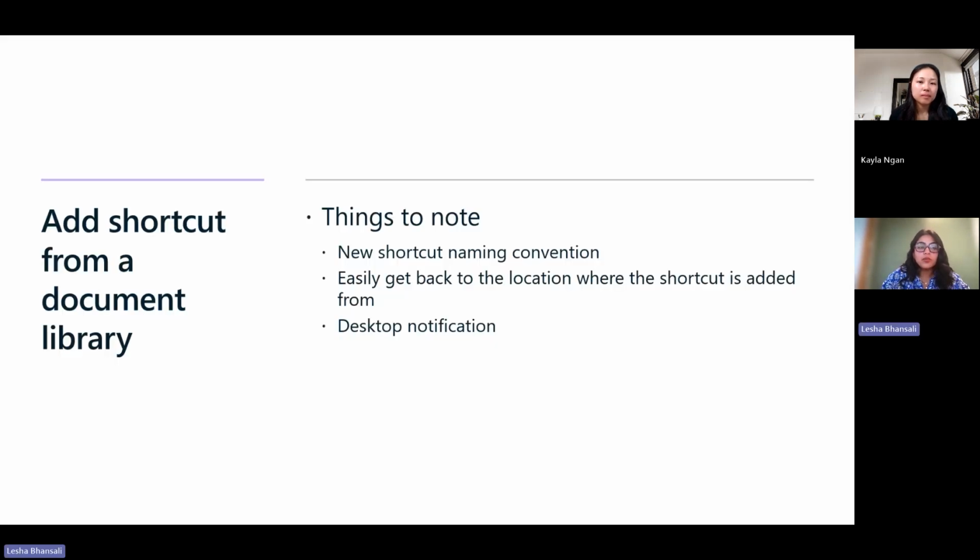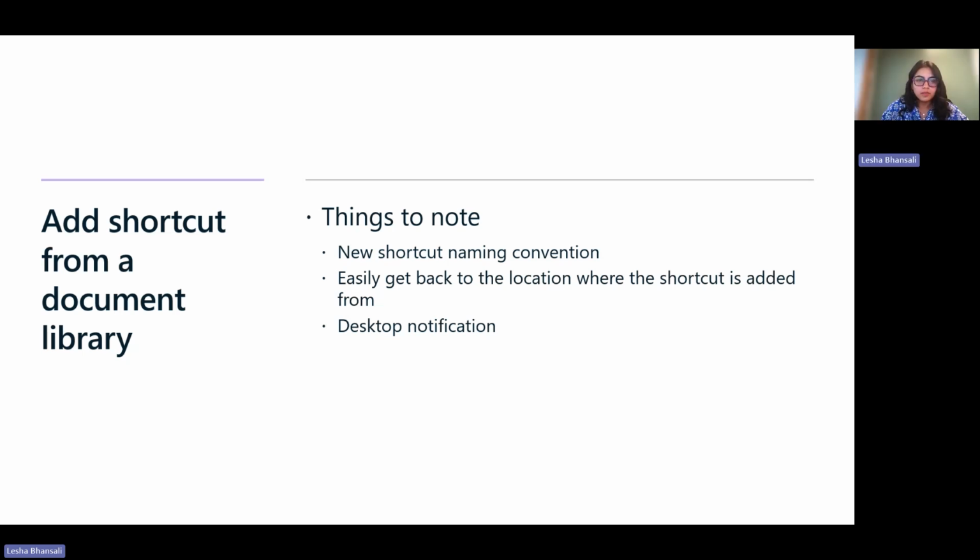So the first demo that we'll be going through is adding a shortcut quickly from a SharePoint site to your OneDrive, so you can easily access all your important shared files from your document library across all of your devices and endpoints, whether that's mobile, web, and desktop via File Explorer or Finder. There are a couple of things that I want to highlight here before I go into the demo, and things that you should watch out for as we're going through the demo is the change in the shortcut naming convention, being able to easily get back to the original location of the shortcut where it was added from, and desktop notifications letting you know that your shortcut is syncing.